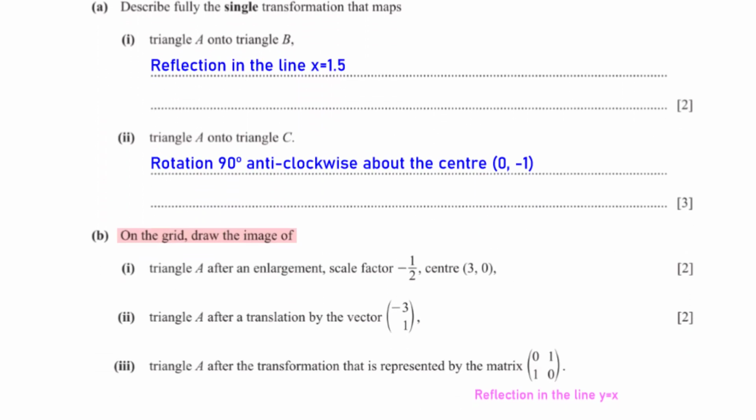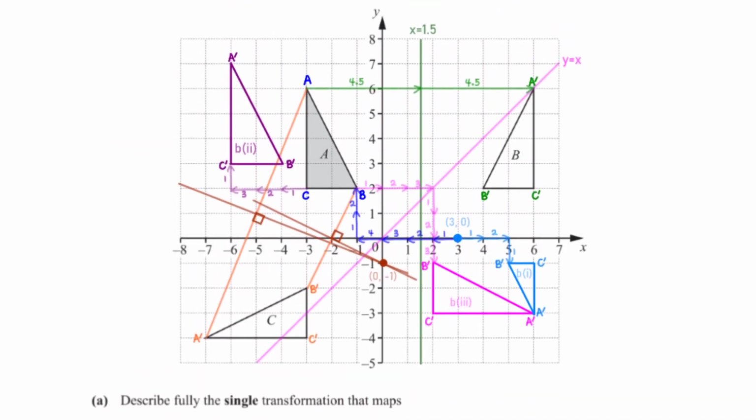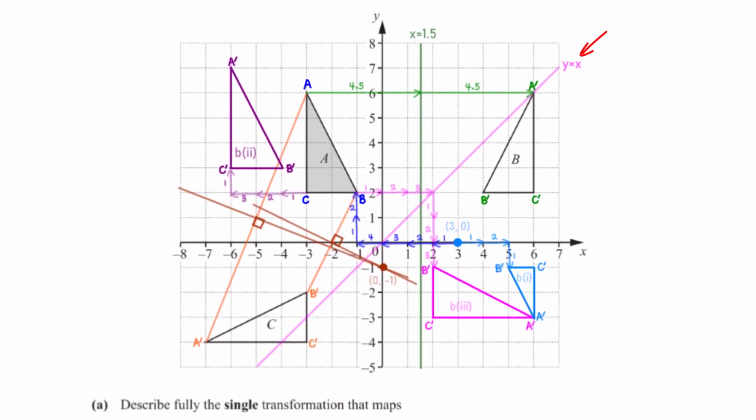On the grid, draw the image of triangle A after the transformation that is represented by the matrix (0, 1; 1, 0). The given matrix represents a reflection in the line y equals x. On the grid, we draw the line y equals x. From here, we need to reflect the vertices of triangle A in this line.